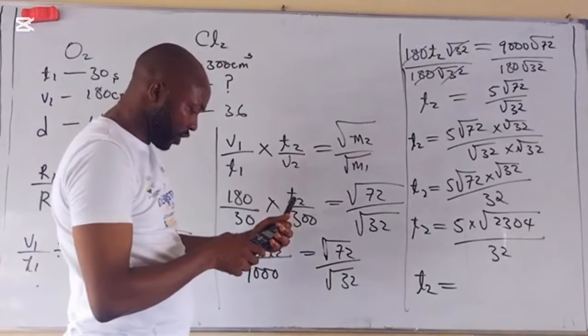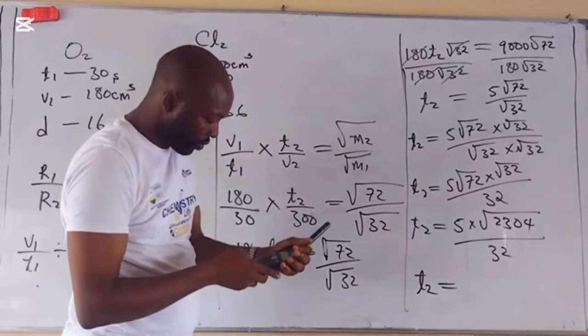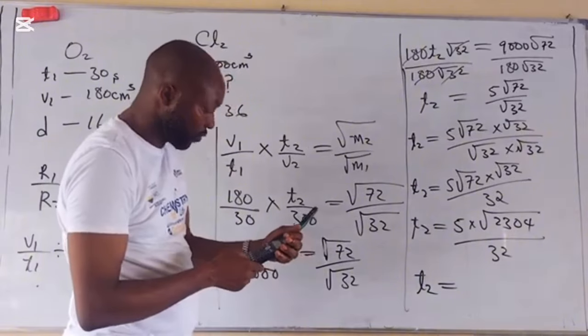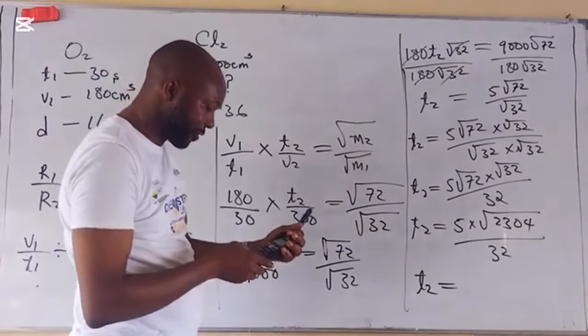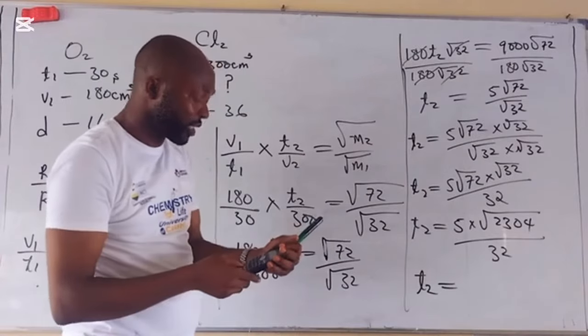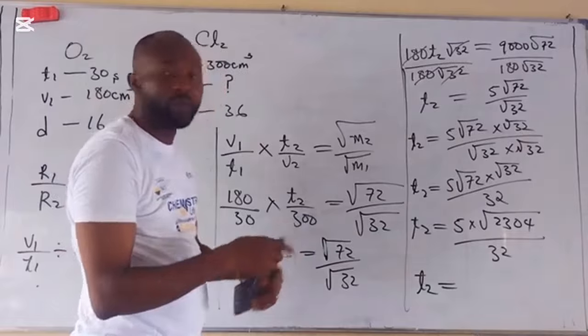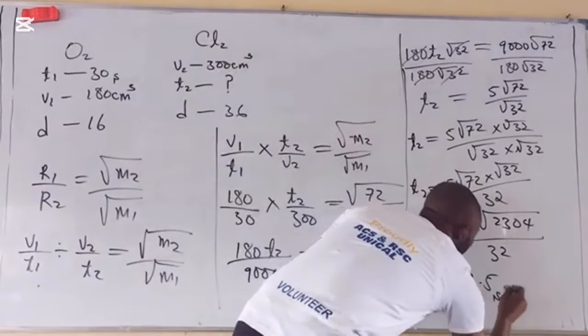So the root, where is it? The root of 2304 is equal to 48, funny enough, times 5 is 240, divided by 32 is 7.5. So T2 is 7.5 seconds.